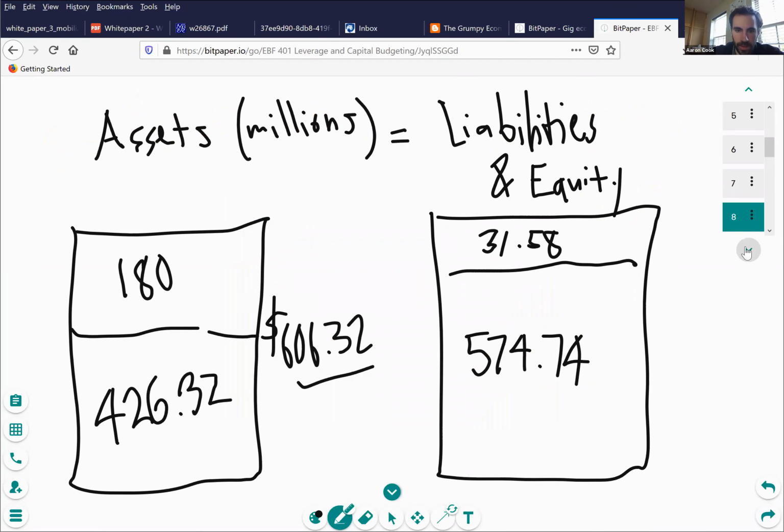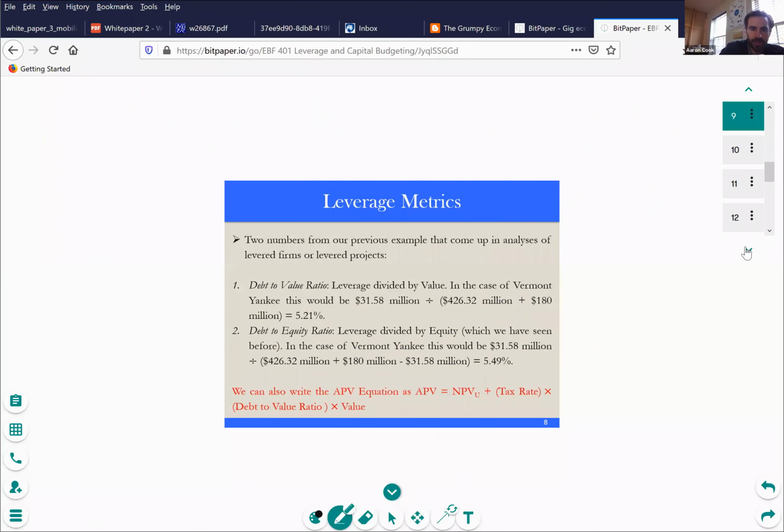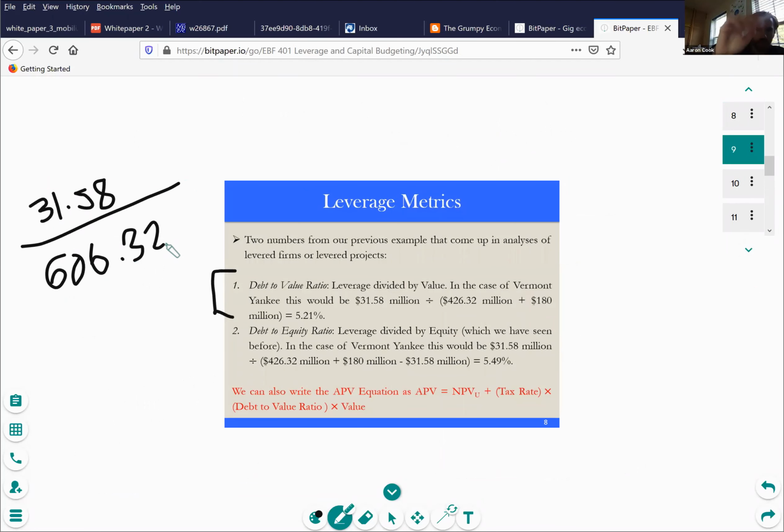That's going to be what's in the denominator of this debt to value expression. So debt to value is going to have 31.58 in the numerator, and then 606.32 in the denominator. That's the B over S plus B that we've seen before from the WACC equation. That's going to be equal in this case to 5.21%. That's going to be useful when we do the third method of project valuation, using the weighted average cost of capital. It will be handy to know that number.